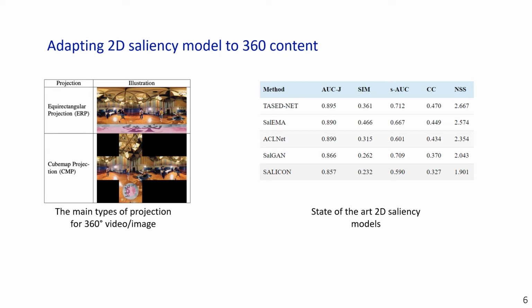Most previous works use one kind of projection, focusing just on a specific part of modeling attention in 360, either the global attention or the local attention. In this work, we are trying to leverage the power of 2D saliency models in predicting head and eye movement in 360 video without requiring any deep adaptation of the predicting algorithm.